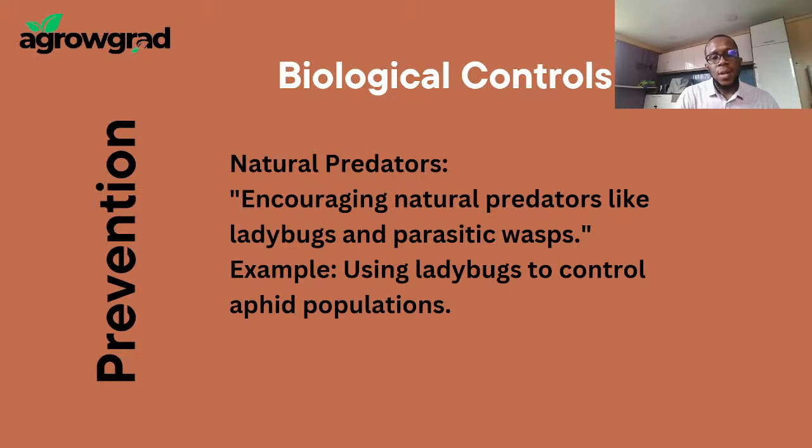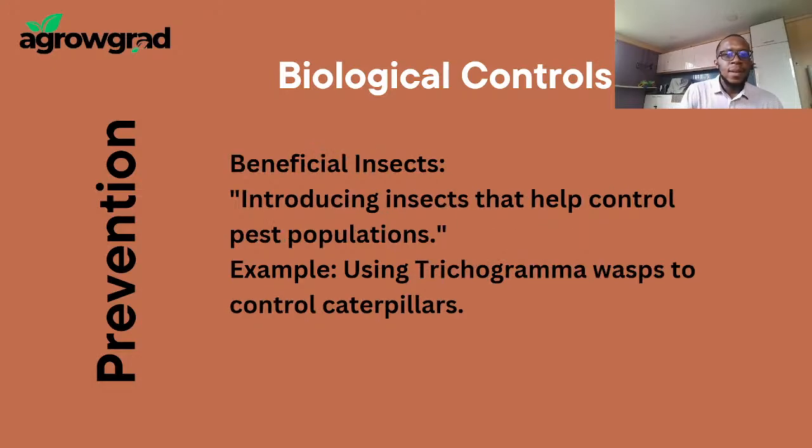There's biological control. This is just taking natural predators. So you could use ladybugs to control your aphid populations, basically using natural predators to prey on the pests that attack your crops. There are also certain insects you could introduce to your farm as a predator-prey relationship, like using a trichogramma wasp to control caterpillars.